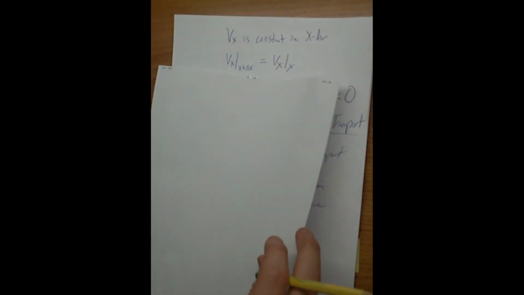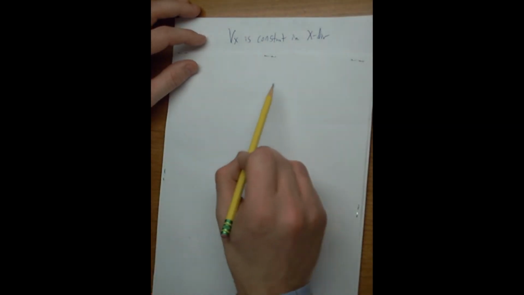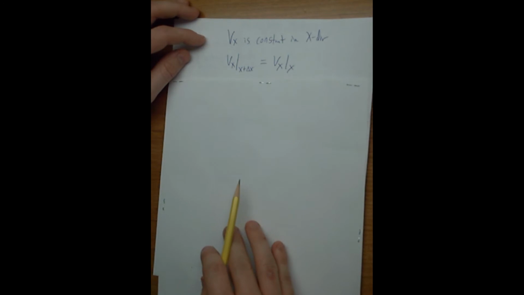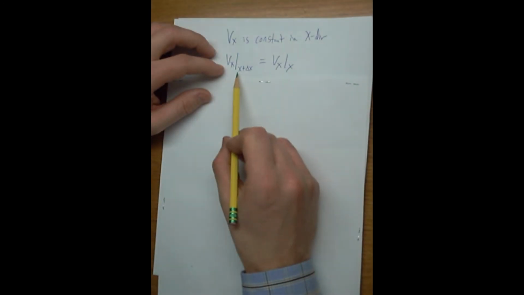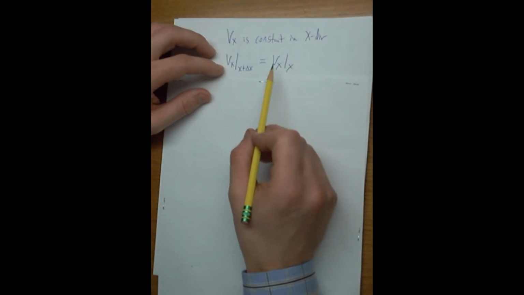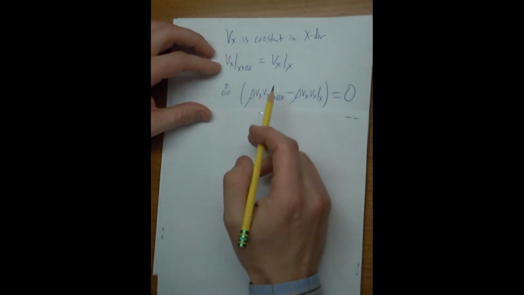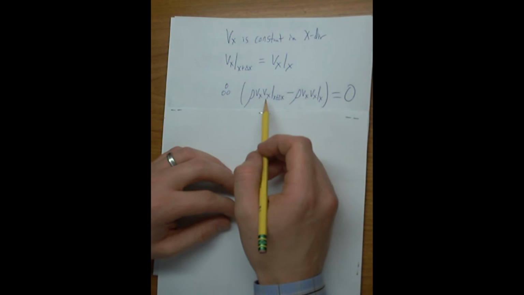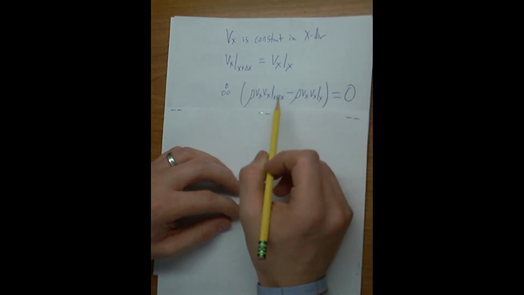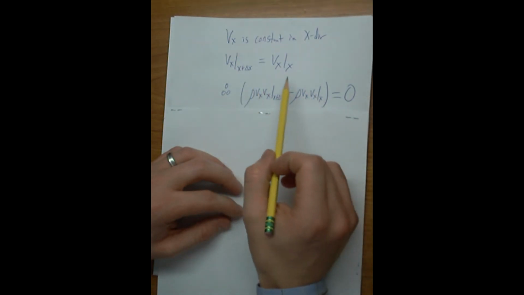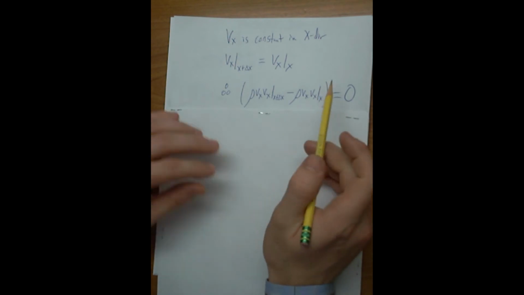So in this problem we can assume that Vx is constant in the x direction. So Vx is not changing anywhere in the x direction. Therefore Vx at x plus delta x is equal to Vx at x. If those two are equal, then that means there's no net momentum transport. So that whole right side of the momentum balance is going to be equal to 0.